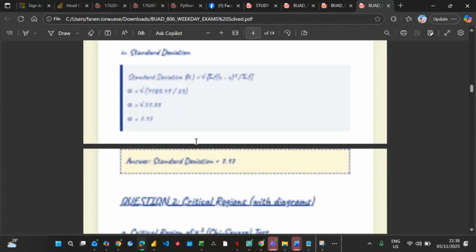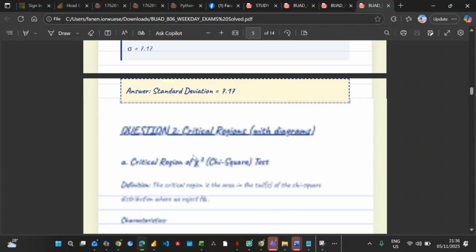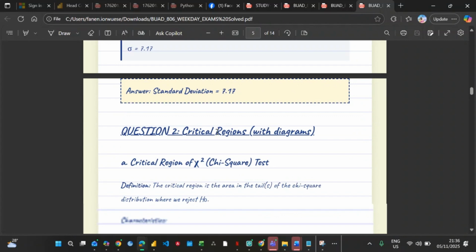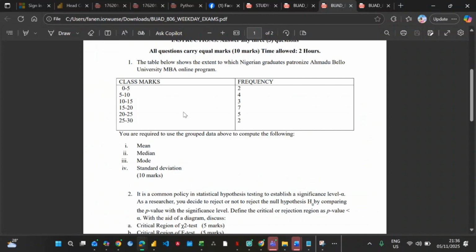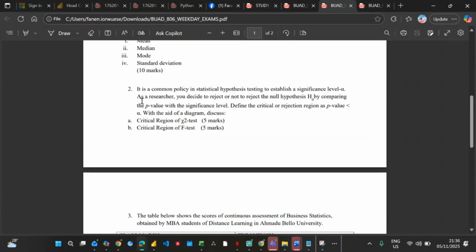So basically this is just the math. We have another question too, which has a drawing, and I will explain that as well. We have question two, which I also solved. Okay, so this one was talking about it. Question two said it is a common policy in statistical hypothesis testing to establish a significance level alpha.